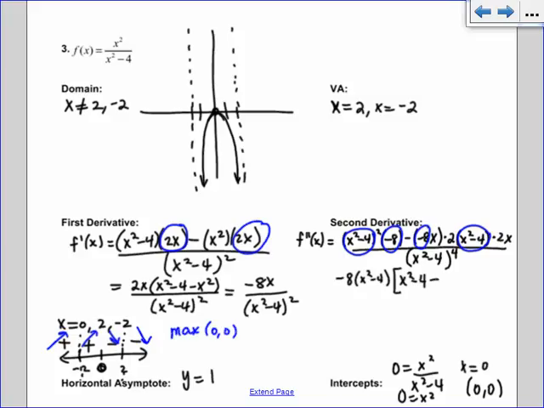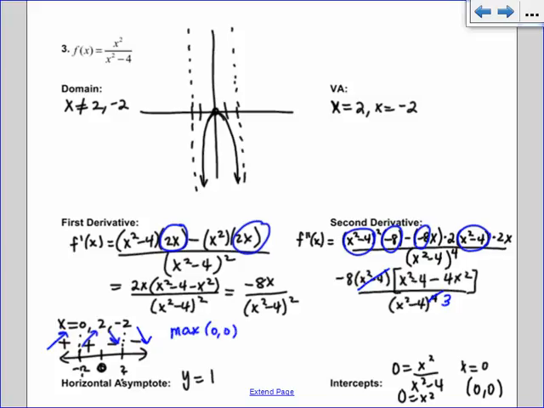And then I have a minus, and I have 2 times 2x. So I have minus, well, I have x. Negative x times 2 times 2x, negative 4x squared, right? And then I have x squared minus 4 to the 4th. So what really happens is one of those x squared minus 4s ends up canceling with one of them on the bottom, and we end up with x squared minus 4 cubed.